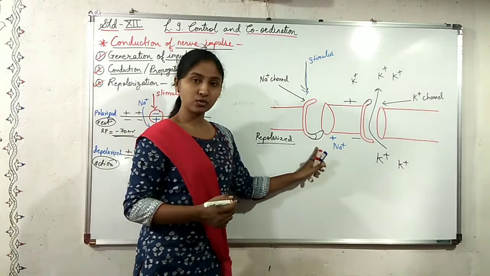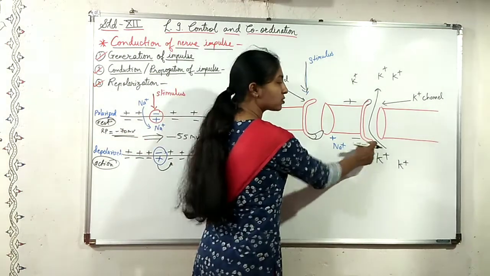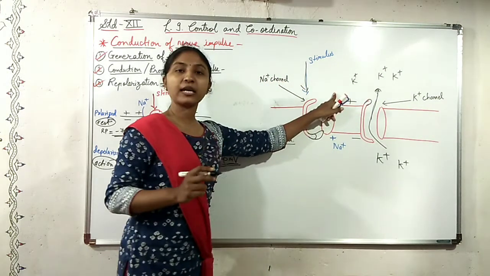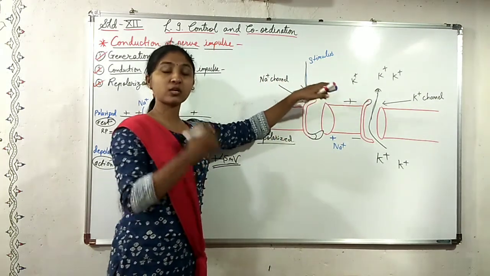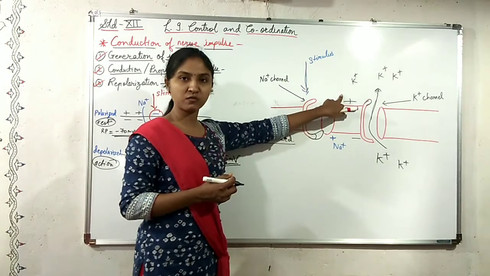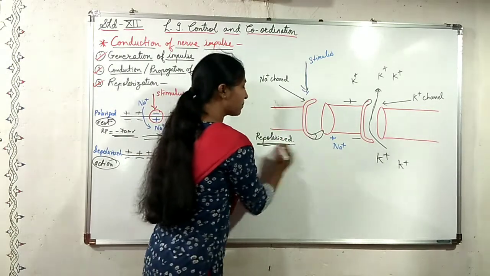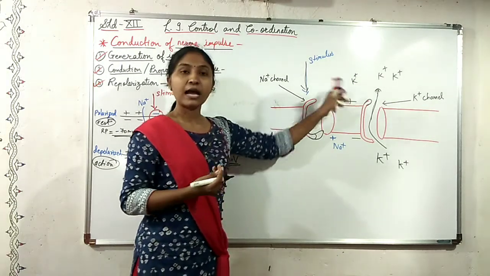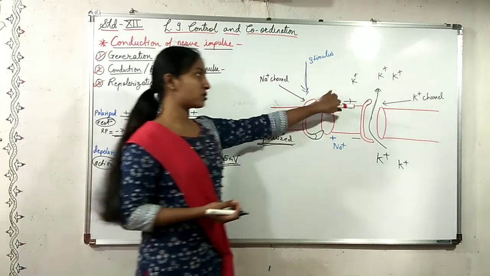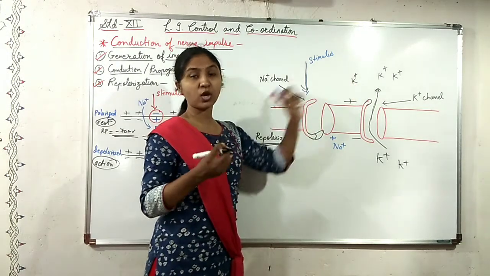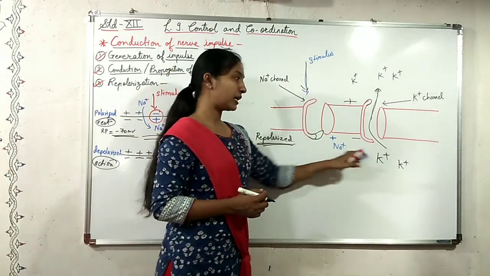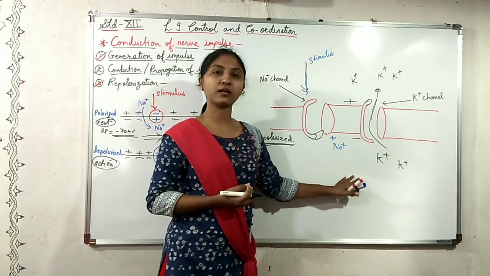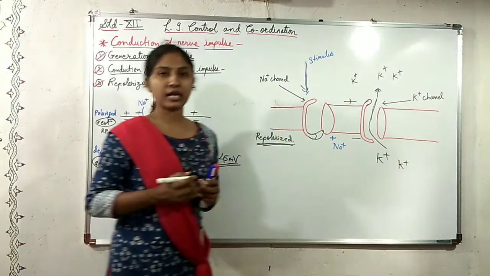As the sodium channels close down, the potassium channels open and the potassium ions move out, and the membrane gains its electropositive charge. The outer side of the membrane gains its electropositive charge again. So this is called repolarization, or the membrane gets repolarized. But here, as the membrane gets repolarized, the positive charge is because of potassium ions, not because of sodium ions. And the negative charge is again because of the negatively charged proteins which are present inside the neuroplasm. This is the repolarization state.